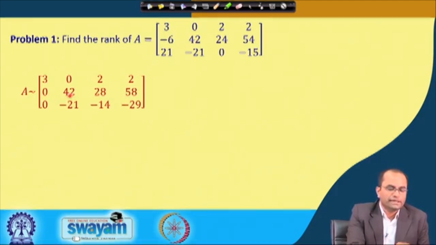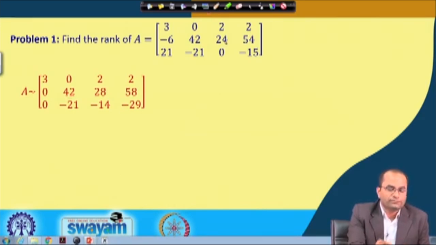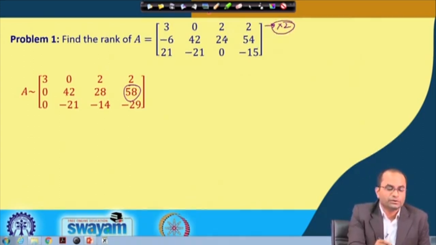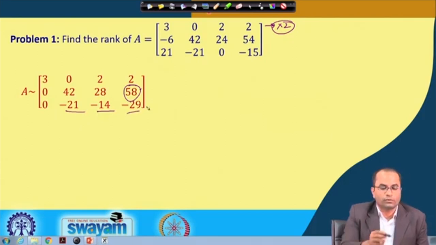This 42 will remain as it is, and here the 24 and minus this 2. So, this will be 28, and then we have 58 there. So, we are adding actually 2 times of this row 1 to this one. So, this was 24 and then 2, this is 28. Here also 54 plus 2 plus 4, it is a 58. And similarly, here we will be multiplying by 7 and then subtracting. So, we will get this row.